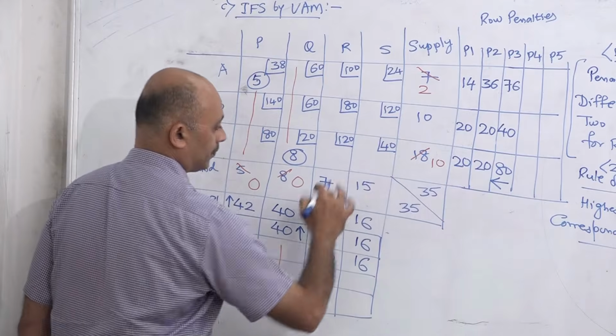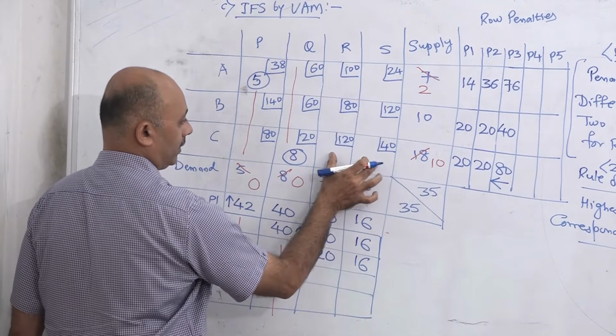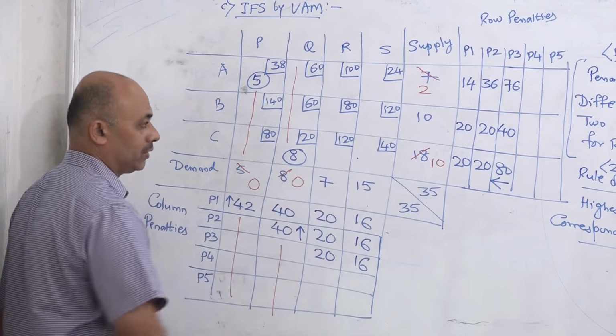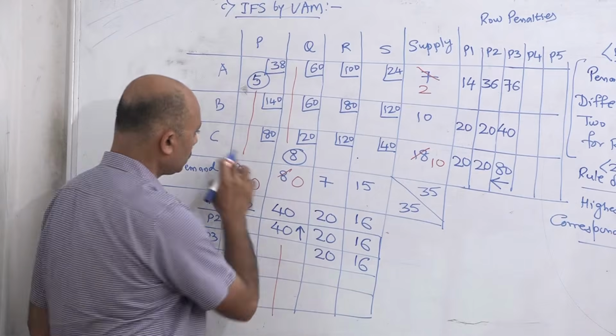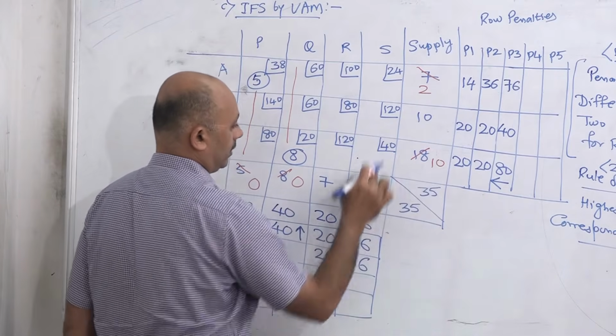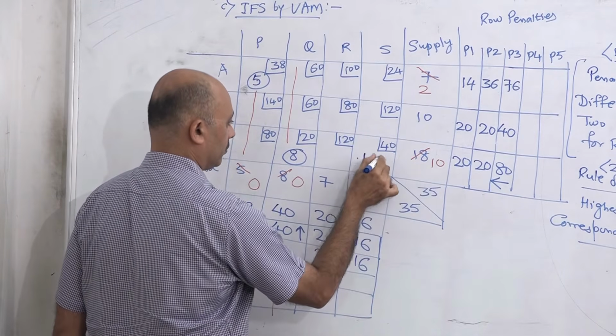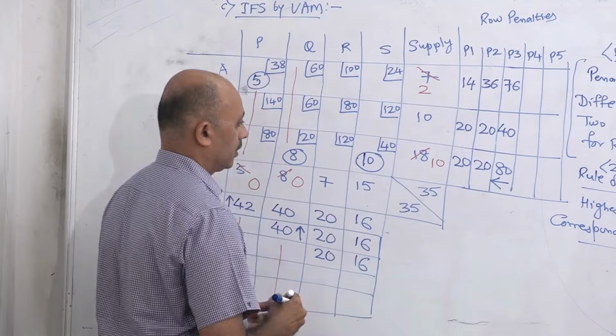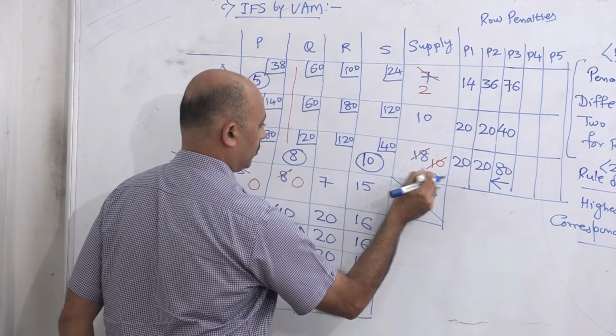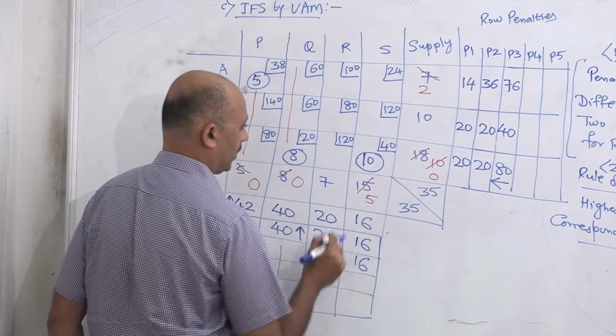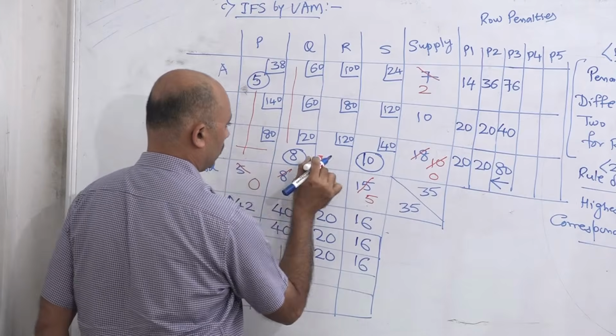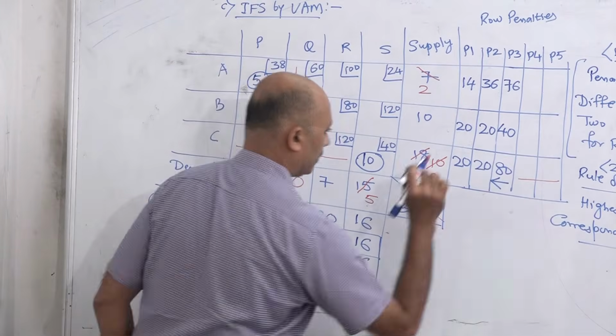Okay, horizontally. Two costs 120 and 40. So lowest is 40. So we will give allocation in 40. Supply 10, demand is 15. So we can give 10 units. Okay, so now 10 minus 10, this becomes 0. 15 minus 10, balance is 5. So this is 0. So now this row is over. So no penalty here.